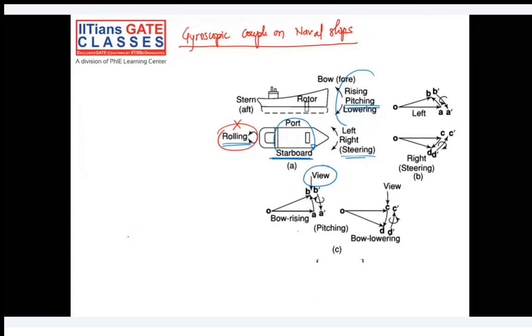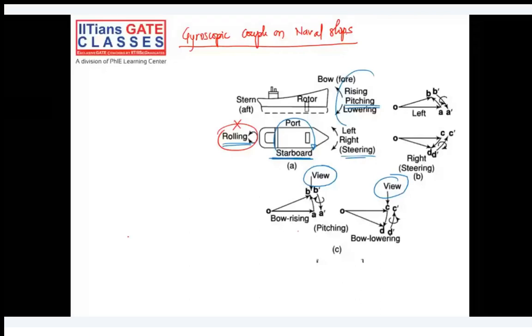Okay, if you view from the top, the couple here is counterclockwise. Try to understand, you're viewing from this, so it is counterclockwise like this if you look from here. Counterclockwise means in this direction, it means the ship will turn towards left, towards the port side. Okay. I hope it's clear.